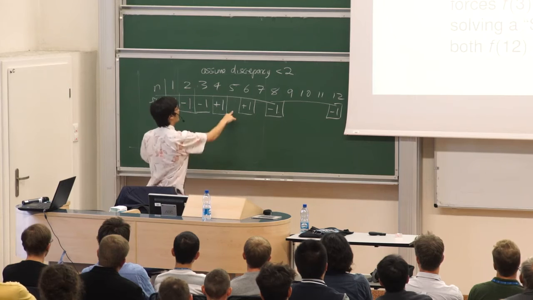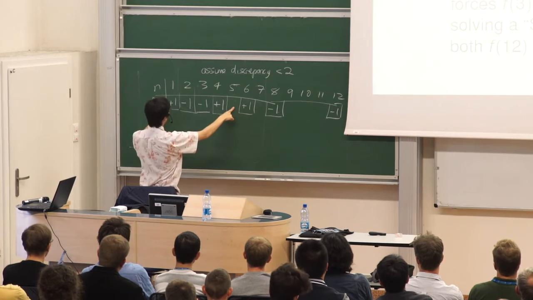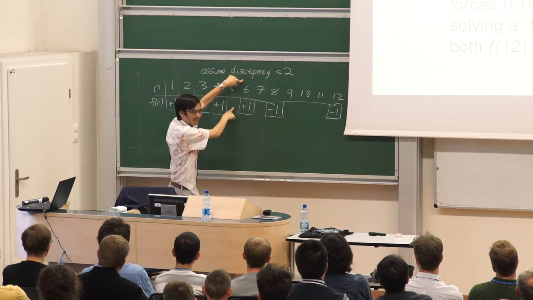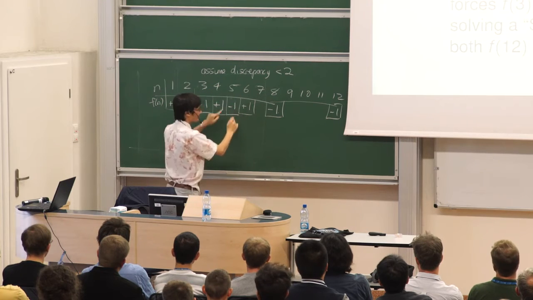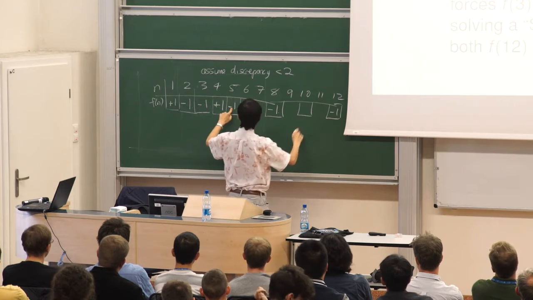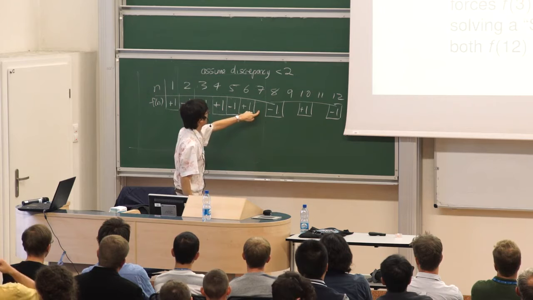Let's see, what next? 5. I can now solve for 5, because if this was plus 1, minus 1, minus 1, plus 1, plus 1, plus 1 is too big. So it has to be minus 1. Once I have 5, I can do 10. Minus 1, this has to be plus 1. What else? 7 I can do.